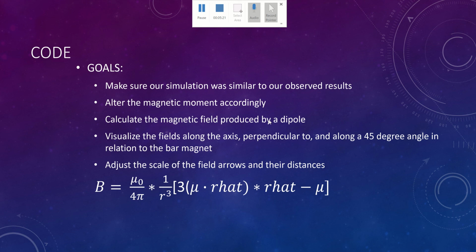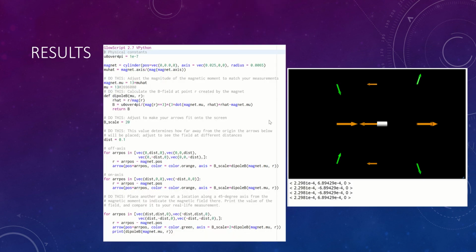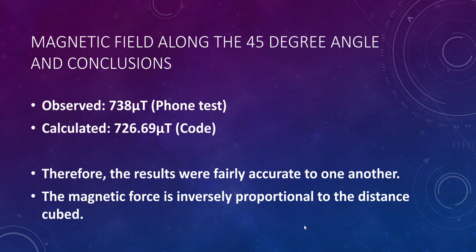So here I kind of want to go over my code briefly. I did get very similar results, and I calculated both along the axis perpendicular to and the 45-degree angle. I did adjust the B scale and mu to be 13. So then finally, I was able to conclude that my observed results for the 45-degree angle did align with the calculated results from the code, so therefore the results were fairly accurate to one another, and the magnetic field is inversely proportional to the distance cubed, as said previously.